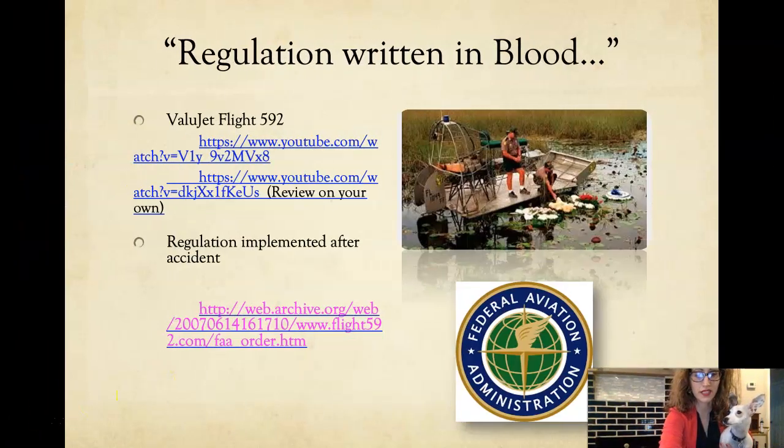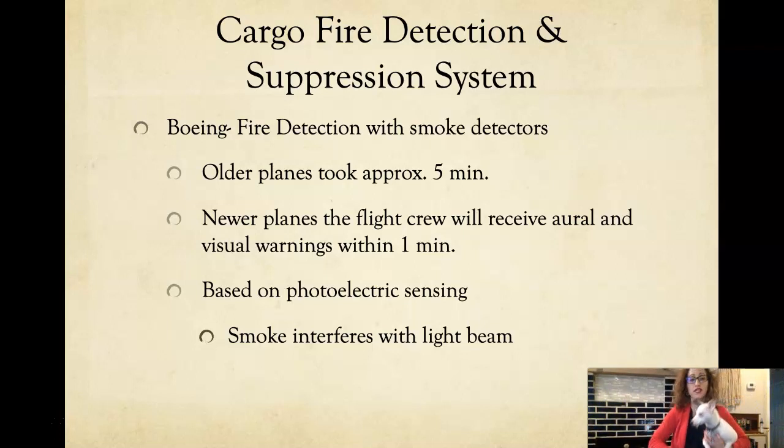So now basically every aircraft has to have a cargo fire detection and suppression system. I was just going to talk to you a little bit about Boeing's, because they actually carry live animals in the cargo compartment. I'm against it, but they do. And so one, it has to be pressurized, but also there has to be detection and suppression. So what's the difference?